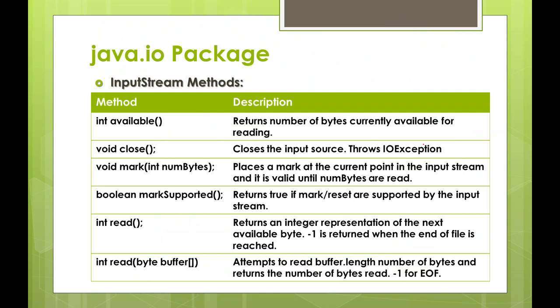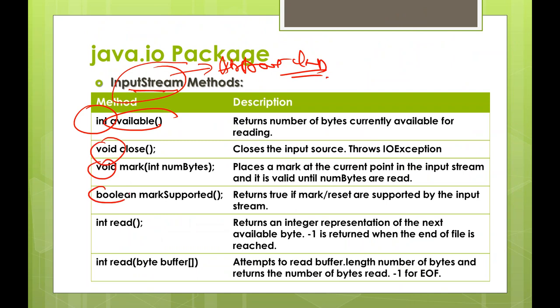So that's what we were discussing about the stream. There are three methods which are defined in your abstract class, that is your input stream. So int available, these things are the return type of a method. This is the method name. These are the method names.